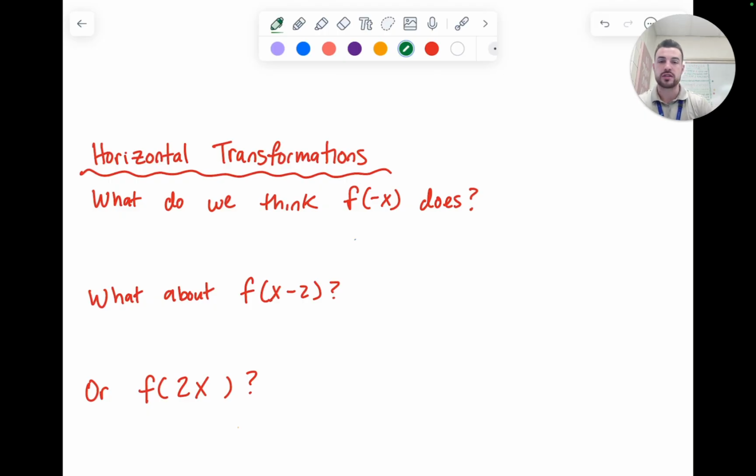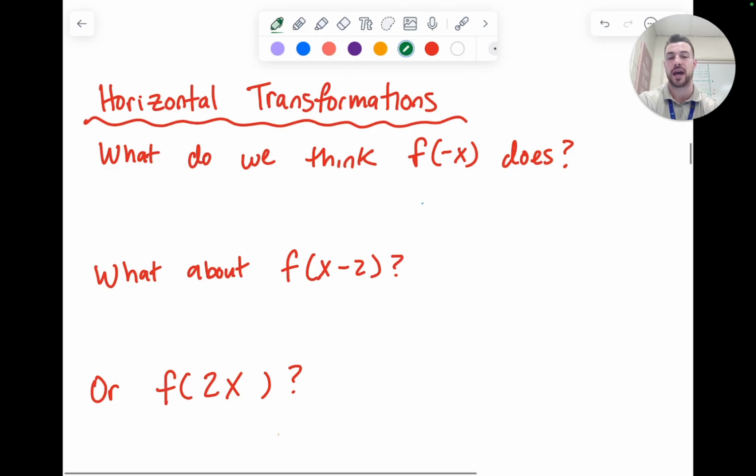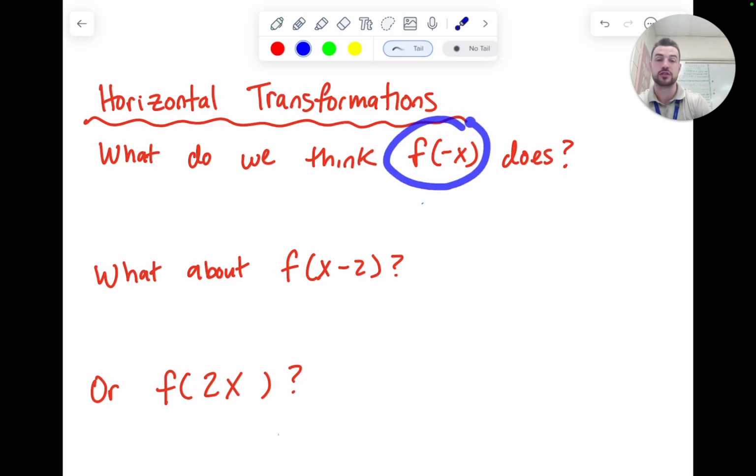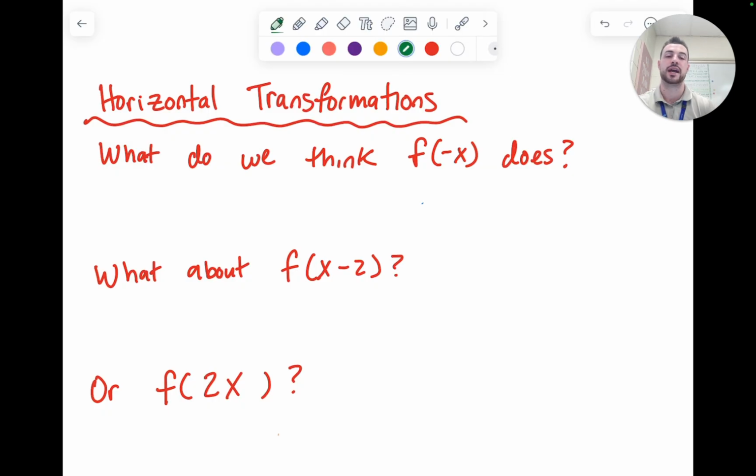So remember, we are starting with a parent function, f of x. Again, we don't know what the actual equation is because it's not entirely important at the moment. Now, just like we did with our vertical transformations, we're going to look at generic equations like this and then talk about what we think the transformations are. So the first question we have here is, what do we think that f of negative x is going to do?